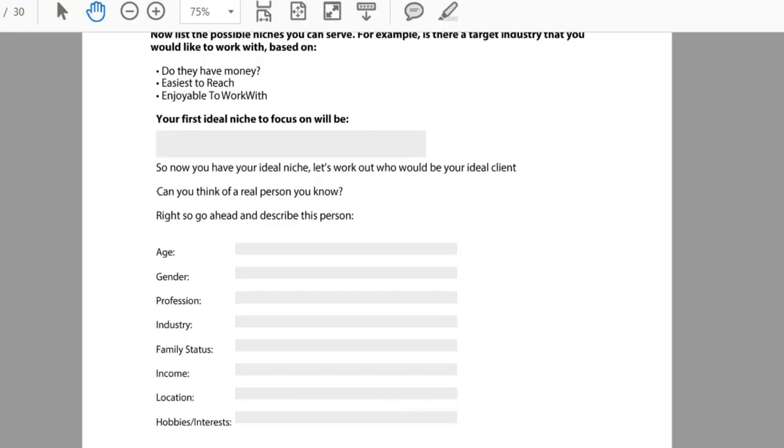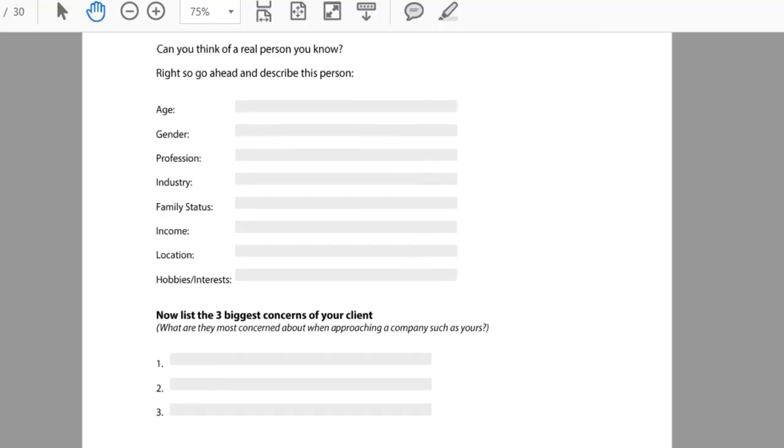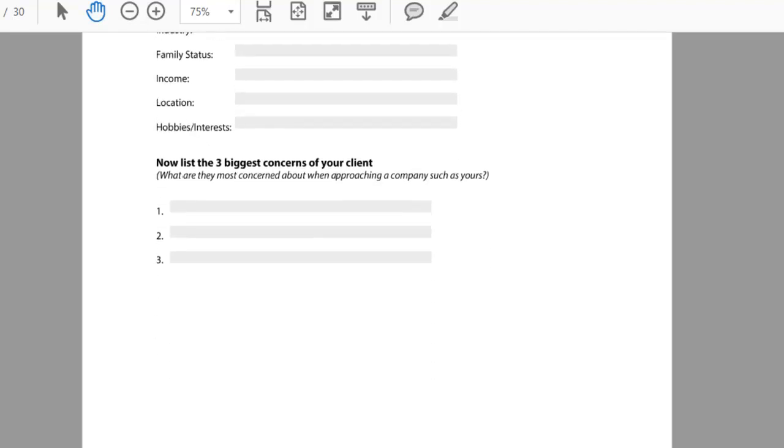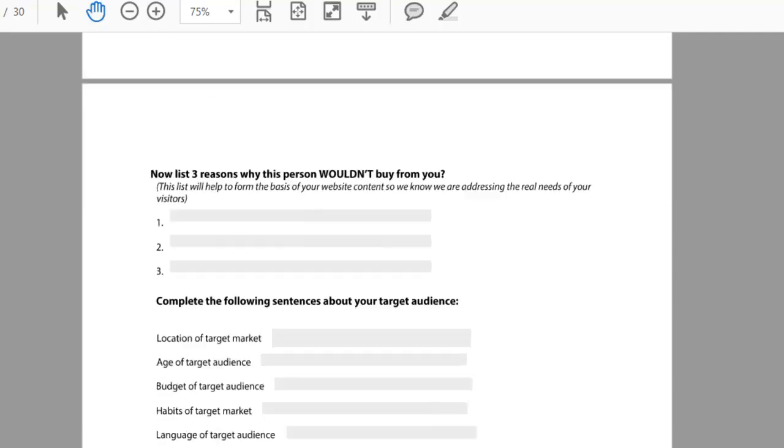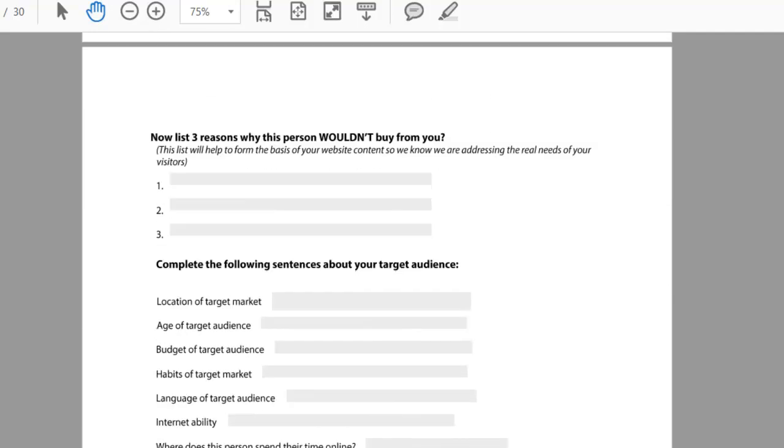Now we need you to list the 3 biggest concerns of your client. And it's just a matter of wash, rinse, repeat. So if you've got 5 prospects, ideal clients that you're working with or in a particular target market, then do this for each of the individual ones, because it's going to help really inform and show you some trends that are coming out.